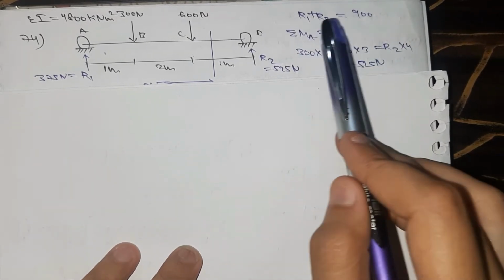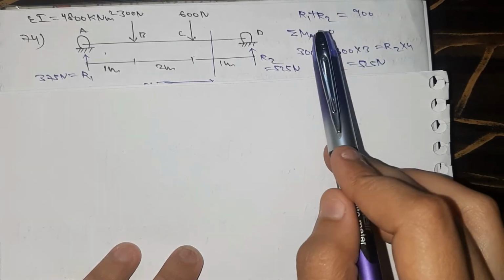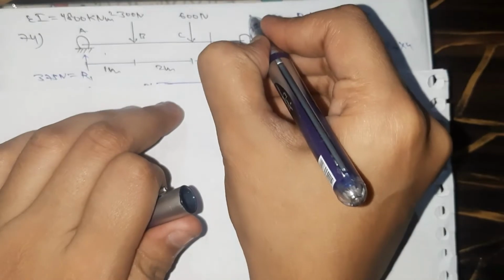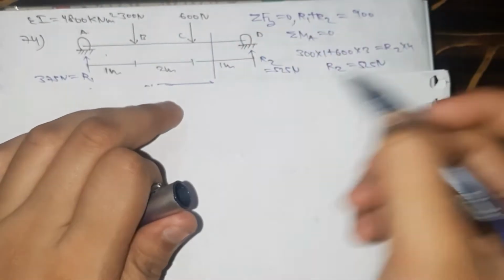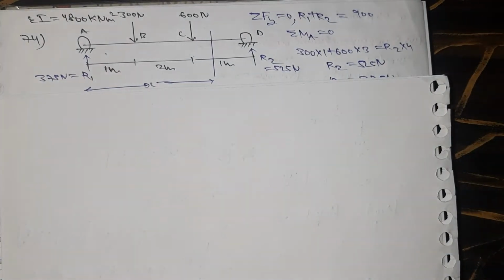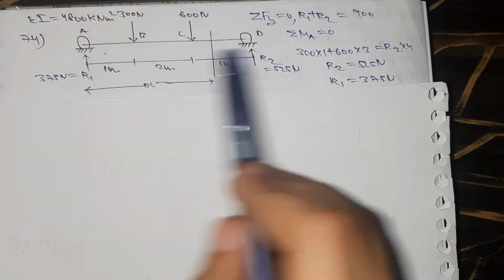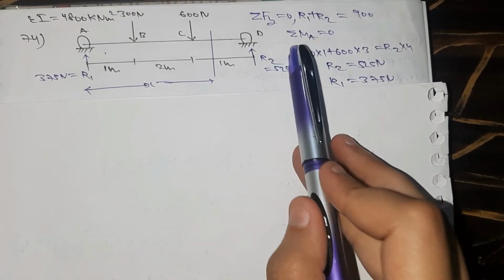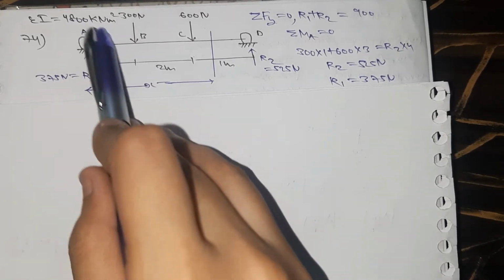We have used the equilibrium equation, that is, summation of Fy is equal to 0. You already know this. This is the equilibrium condition. So we have got one equation, but as you know we have two unknowns, so we require two equations. Another equation we form by taking the moment about any hinge or support as 0.